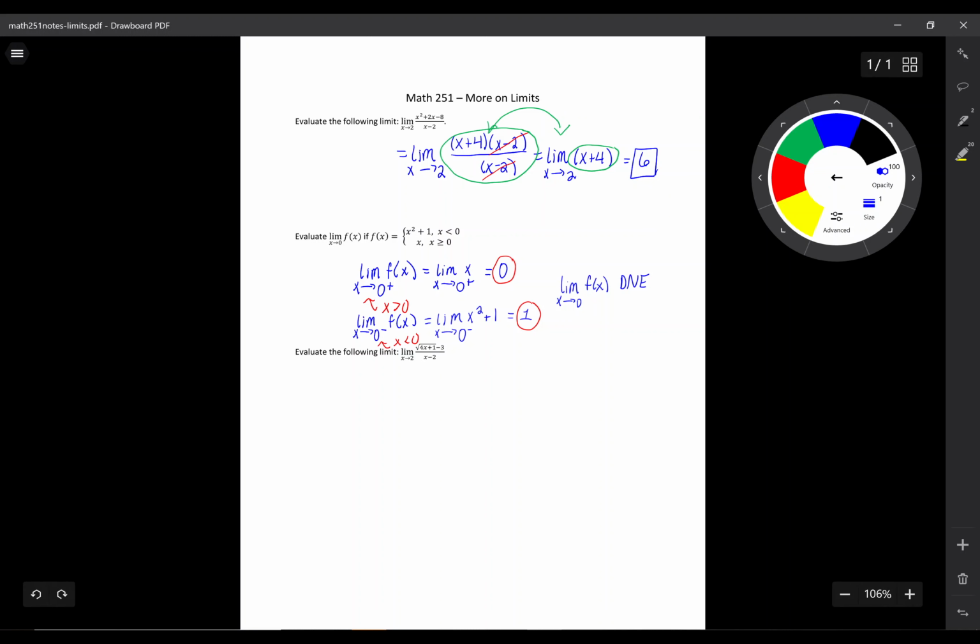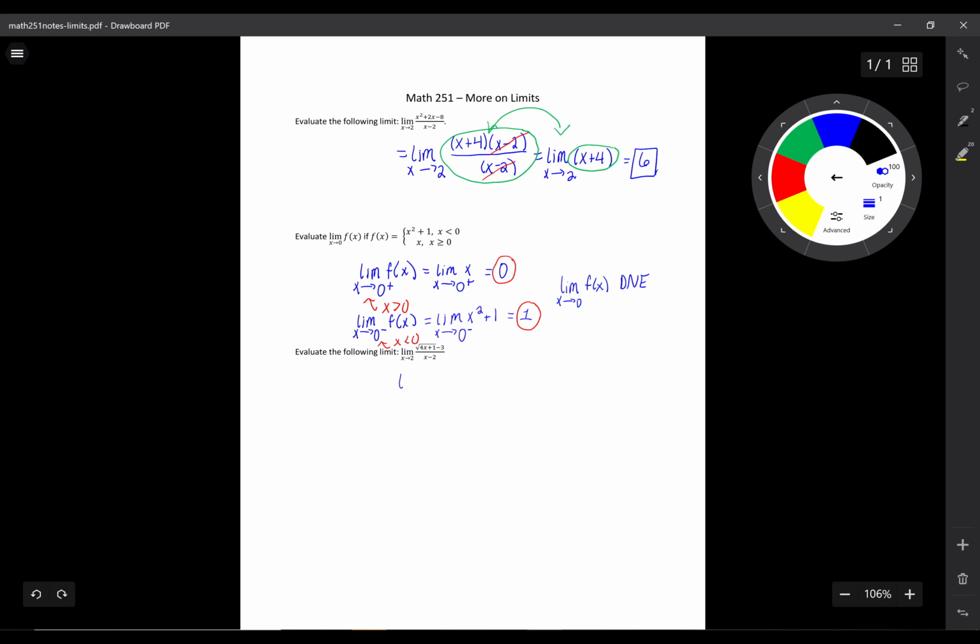All right, and we have one more example. We want to evaluate the limit as x goes to 2 of the square root of 4x plus 1 minus 3, divided by x minus 2. So again, if we plugged in x equals 2 here, we would get 0 in the denominator, which we can't have. So let's take a look at this.